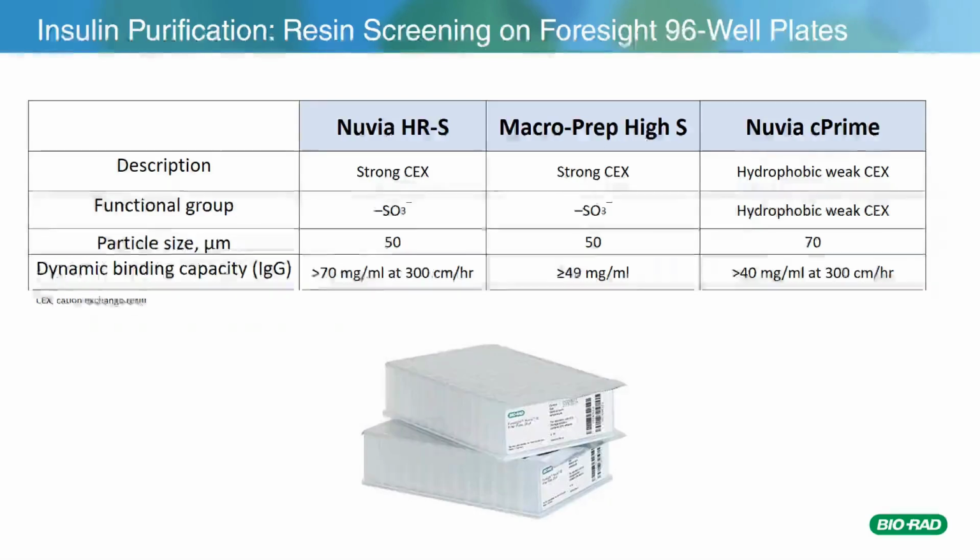These are the 3 resins that were screened on Foresight 96 well plates. Both the Nuvia HRS and the Macro-Prep High S are a strong cation exchange, and the Nuvia C prime is a weak hydrophobic cation exchange.